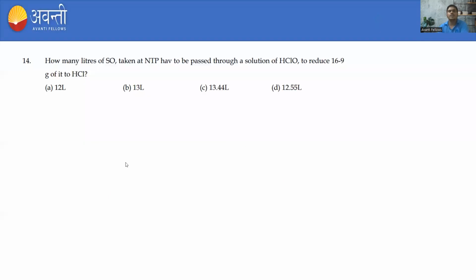Okay. So how many moles or liters of SO2 taken at NTP have to pass through the solution of SClO4 to reduce 16.9 gram of HClO3, right? So let me write the equation first so that you can understand this question. So SO2, when this reacts with HClO3, right? This is O3, this is SO2. So when the SO2 reacts with HClO3, what will this produce, beta? So this will produce HCl plus H2SO4, right? Okay.